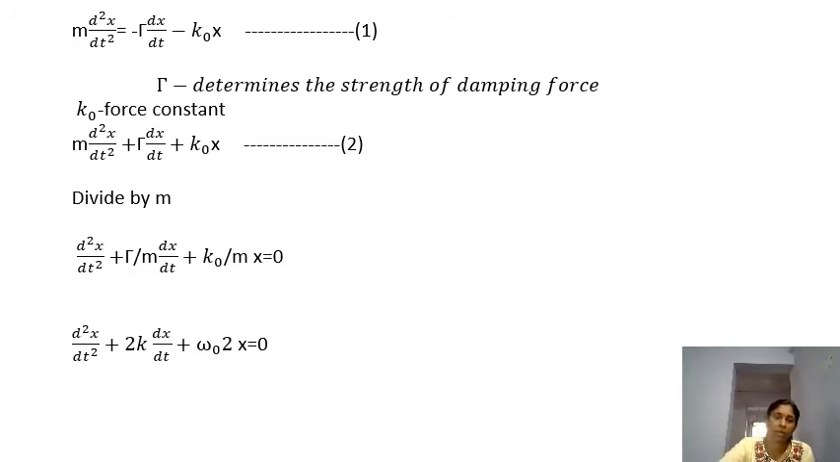Dividing the equation by m: d square x divided by dt square plus gamma divided by m dx divided by dt plus k naught divided by m x equal to 0. On simplifying, we get gamma divided by m equal to 2k, and k naught divided by m is equal to omega naught square. Omega naught equal to root of k naught divided by m. Omega naught square is equal to k naught divided by m.